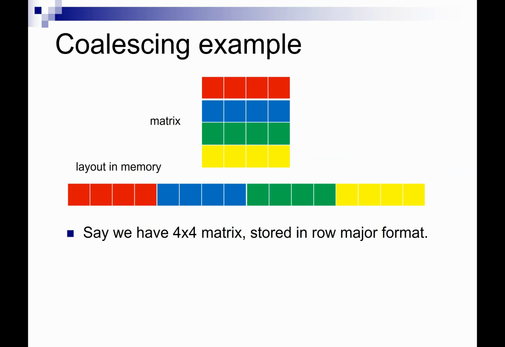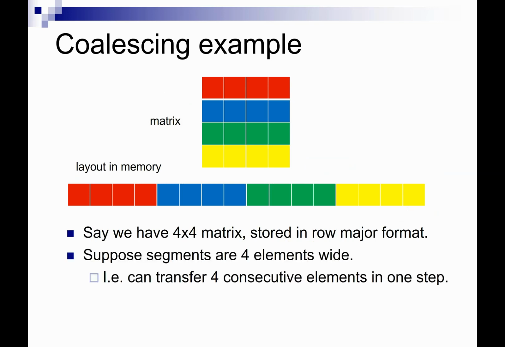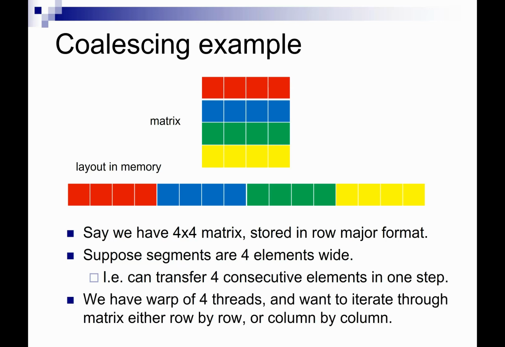So suppose you have a matrix over here. Remember that matrices are stored in row major format, and so this is how the matrix is actually laid out in the data, in the global memory. Now, suppose for this example that our global memory has segments, and suppose our segments are 4 elements wide, instead of 32 elements. That means that we can transfer 4 consecutive elements in one step. And now suppose our warps also have 4 threads each.